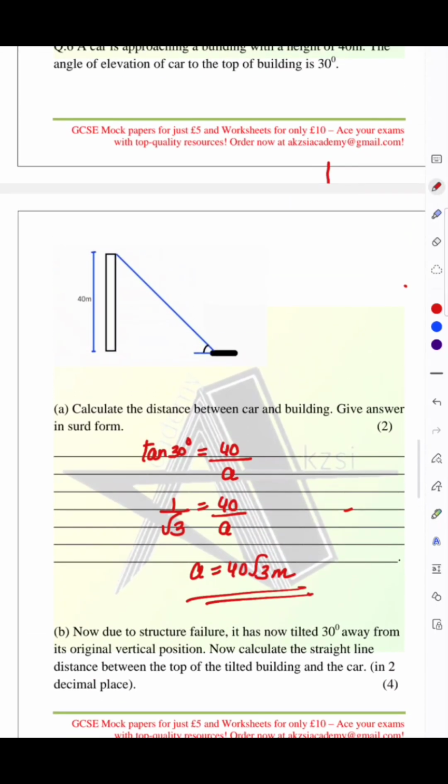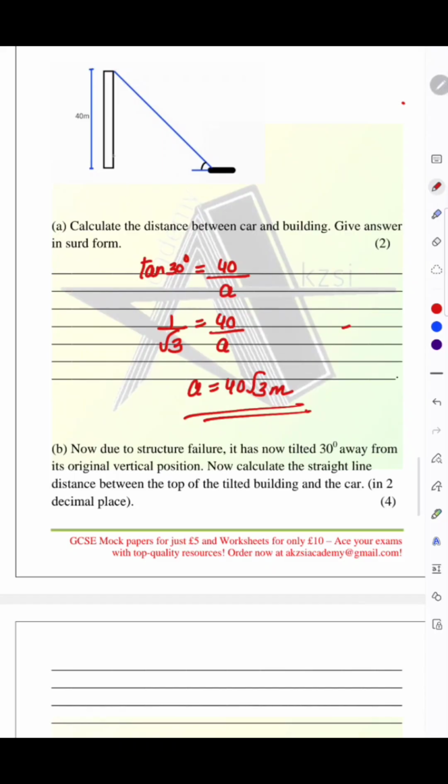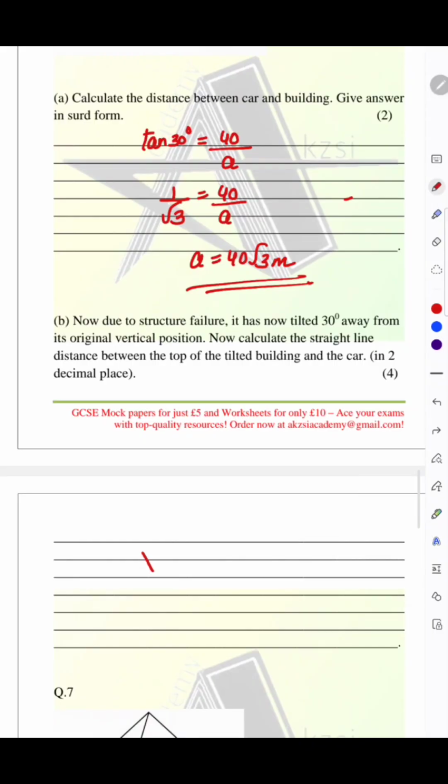See, now it says it was erect at 90 degrees, so we have applied the trigonometric ratios. Now it is said that it has tilted away from its original position, which means this one. Now the tilt is this. The building has tilted now. The car is still there at a distance of, you can say, 40 root 3. The building's distance is still the same, 40.